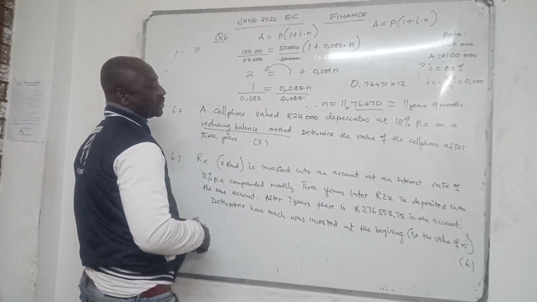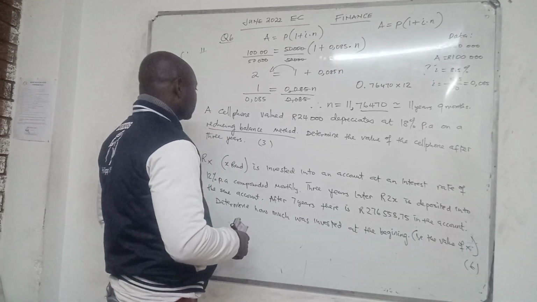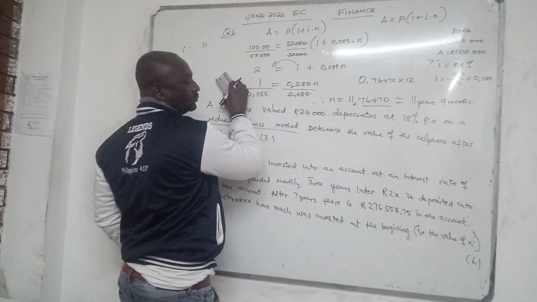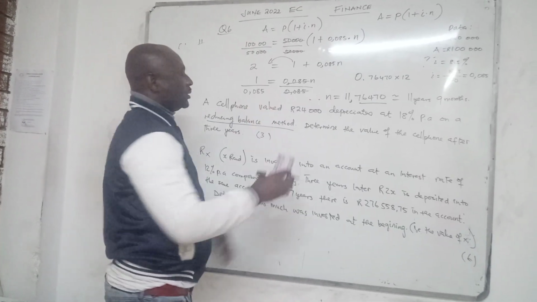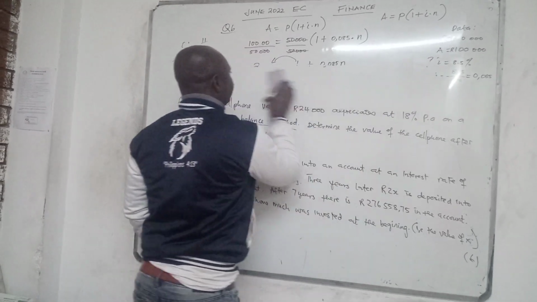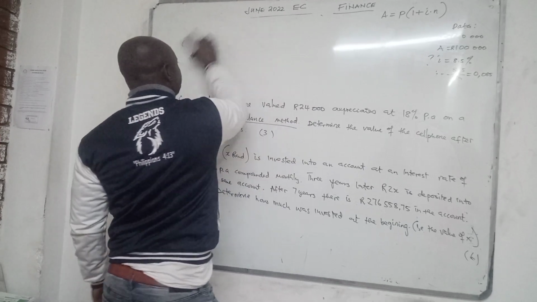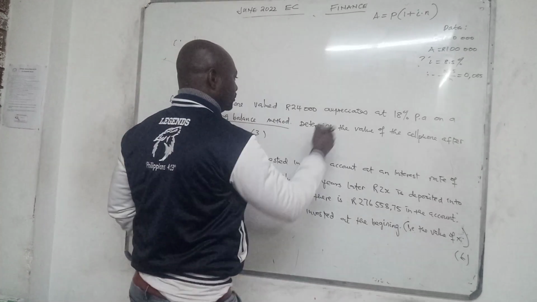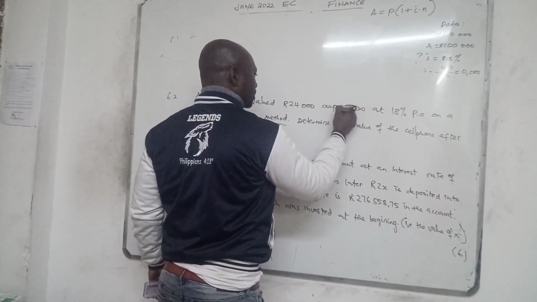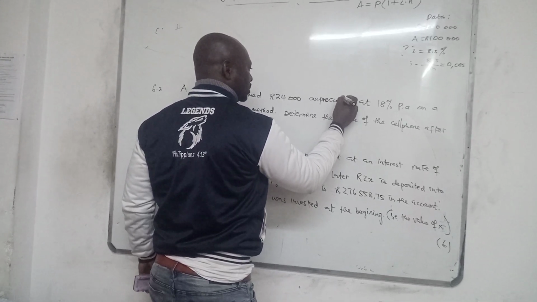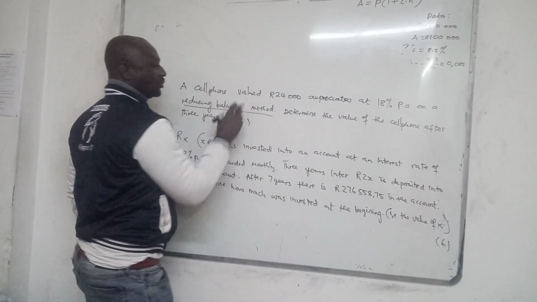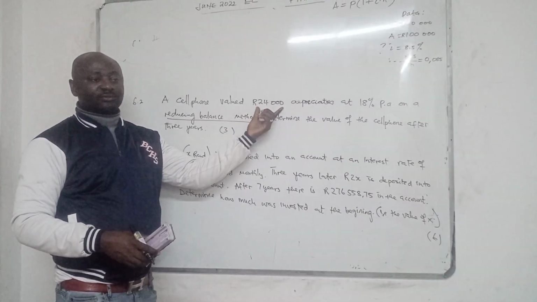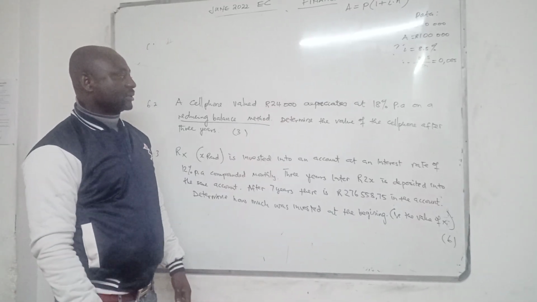Can we go to the next question quickly? The next question says a cell phone valued 24,000 rands. That means this cell phone was bought some time ago, and at the time they were buying the cell phone, they bought it for 24,000 rands.